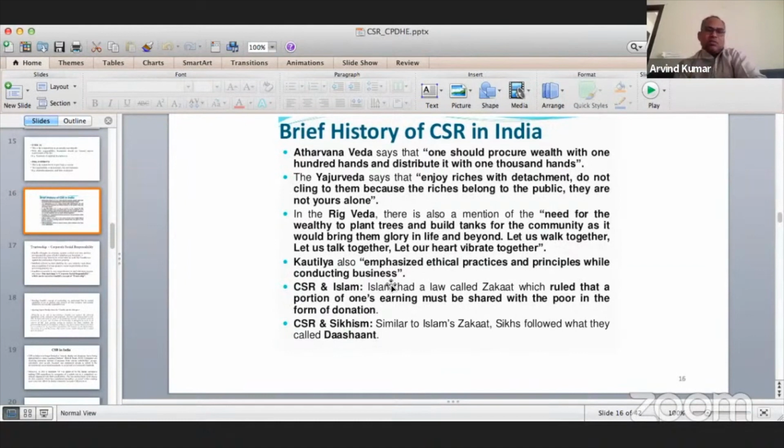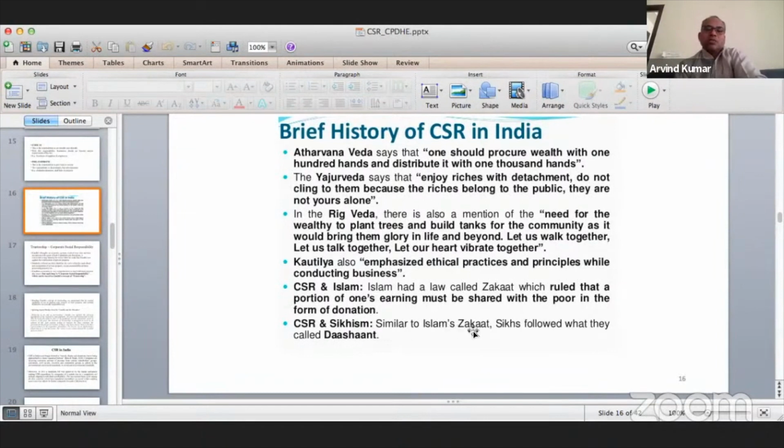Let me also talk about how Islam and other faiths talk about CSR. Islam had a law called zakat, which ruled that a portion of one's earning must be shared with the poor in the form of donation. So that is the perspective of Islam. Sikhism also contributed significantly, and there is a linkage between CSR and Sikhism.